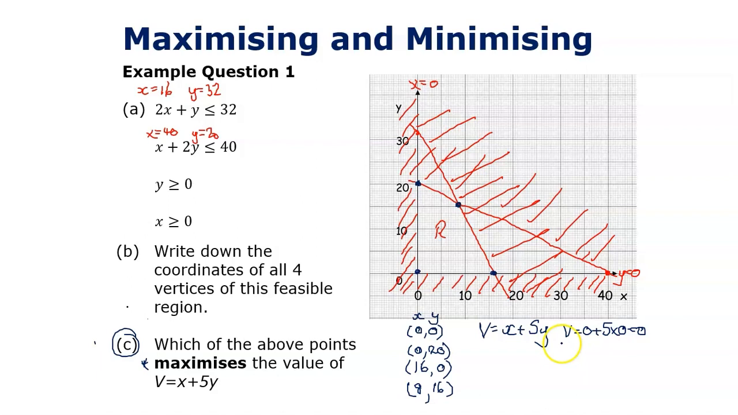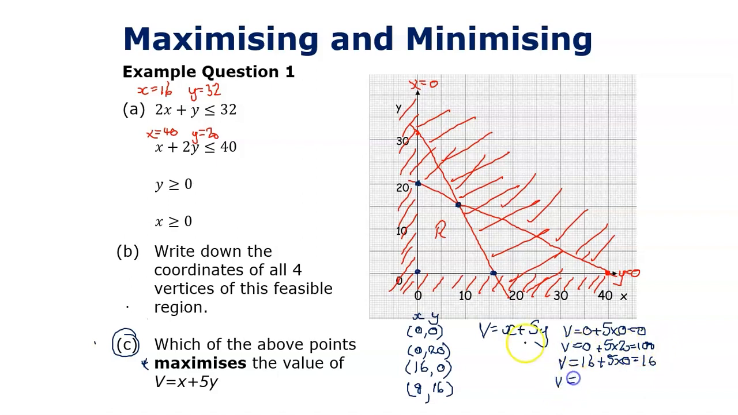But the other ones would be more interesting. The second one, I've got 0 and 20, so it's 0 plus 5 times 20. And basically that means if I sub those points in at this point here, effectively, I get a value for v. V obviously stands for value, one assumes, is 100. The next point is x plus 5y, so that would be 16 plus 5 times 0, which is only 16. So my winner at the moment is this point here.